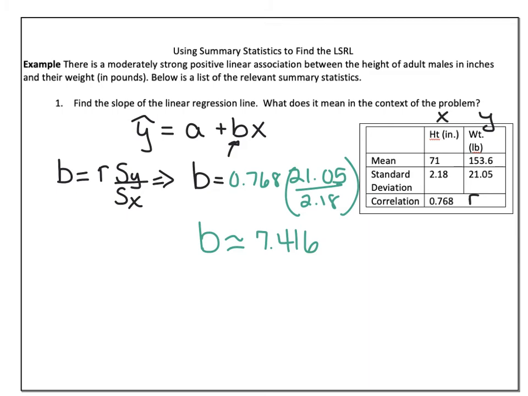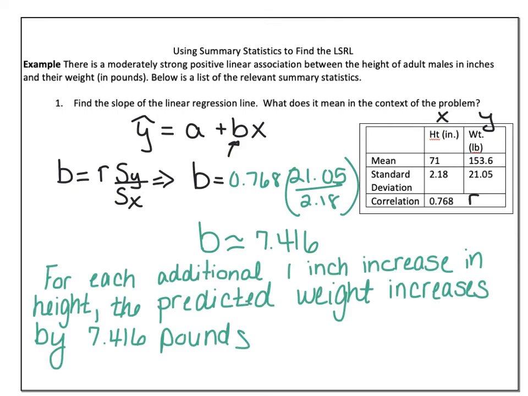Now I'm going to interpret. So I'm stating that for each additional 1 inch increase in my explanatory, in height, the predicted weight increases by 7.416 pounds. Make sure, as always, that you're saying predicted weight, not just weight.